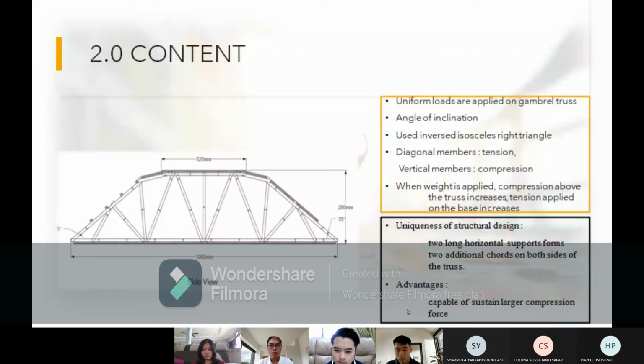In addition to the uniqueness of the structural design, two long horizontal supports are adhered to both sides of the truss, forming two additional chords on each side. Thus, the chords of the bridge are capable of sustaining larger compression force, although the weight of the load remains constant. And here is the side view of the gambrel truss. Next, I would like to pass it to Young.